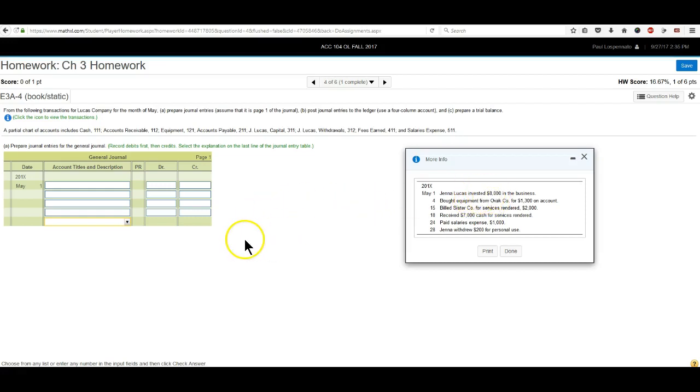In Chapter 3, we're going to take the steps that are used in real practice, and that would be the book of original entry. Book of original entry is called a journal. So we record transactions first in the journal and then post to the ledger. That's how we update the ledger, by posting, which is part of this problem.